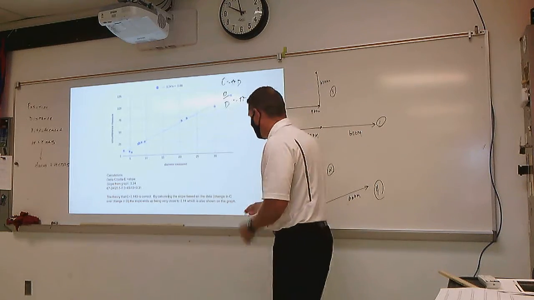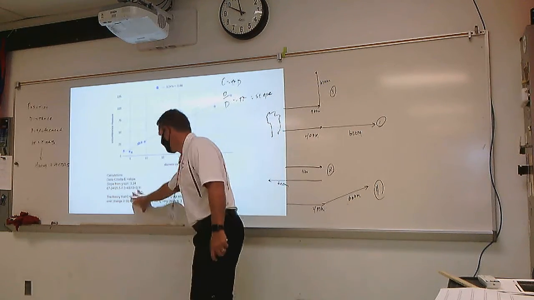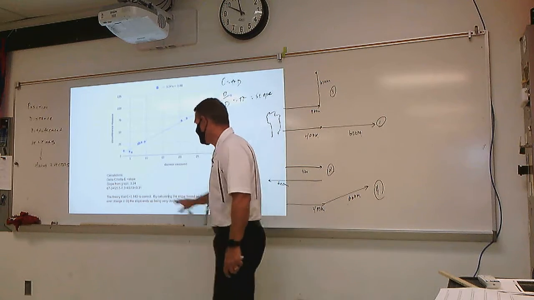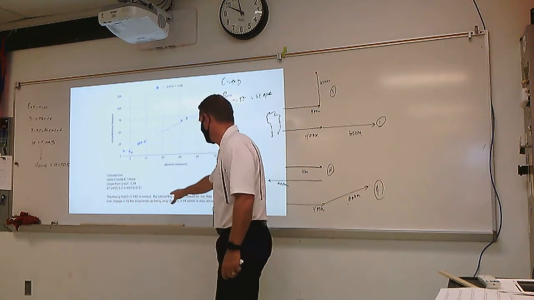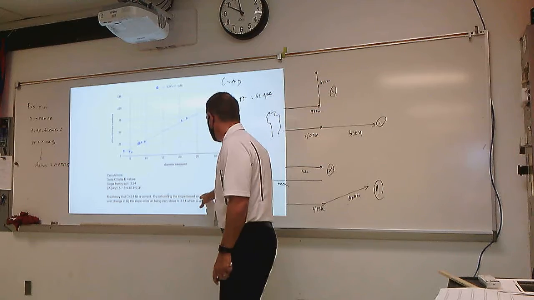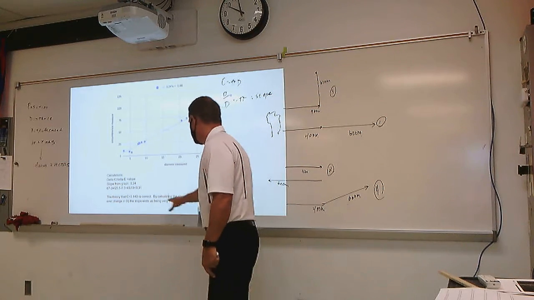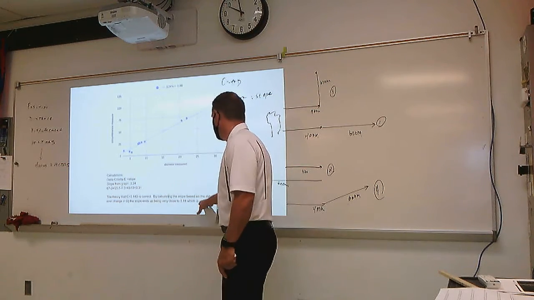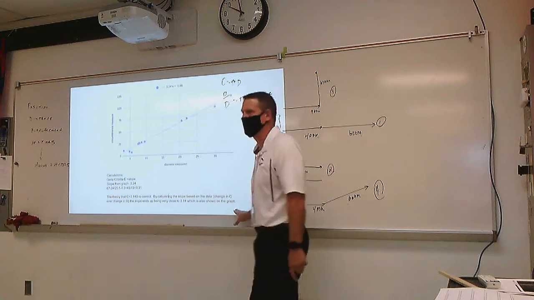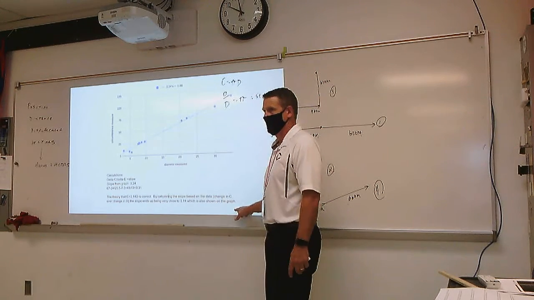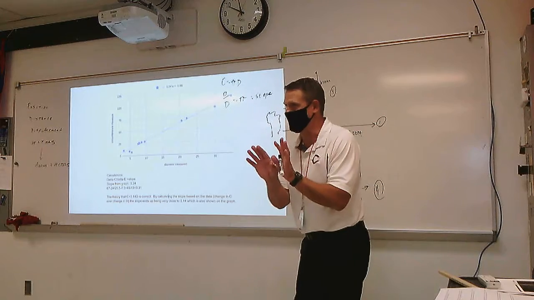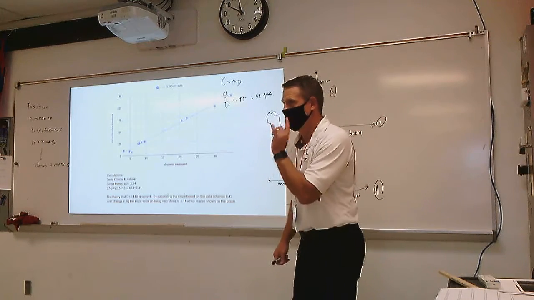So let's take a look at this person's conclusion here. The theory that c equals 3.14d is correct. By calculating the slope based on the data, the slope ends up being very close to 3.14, which is also shown on the graph. Couple common mistakes. Okay? Number 1.